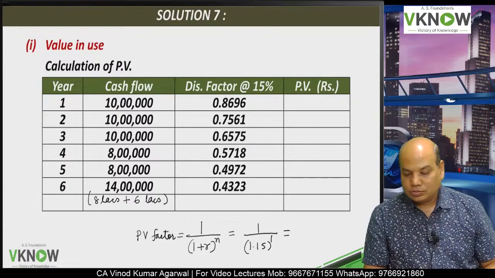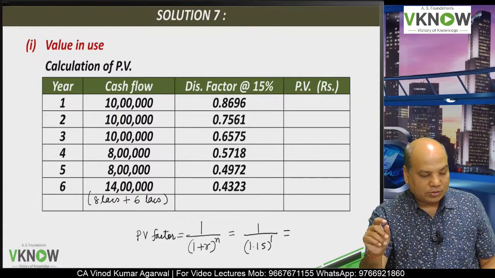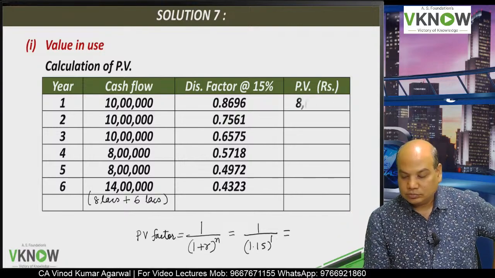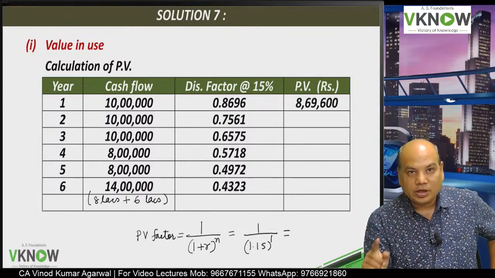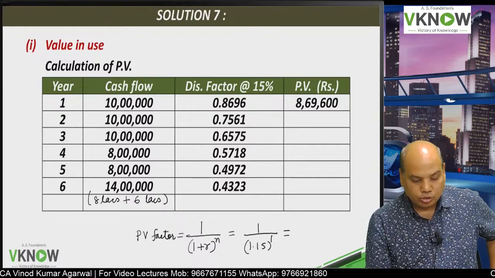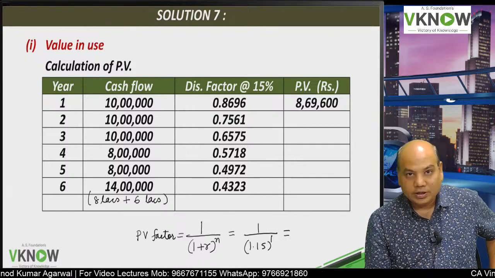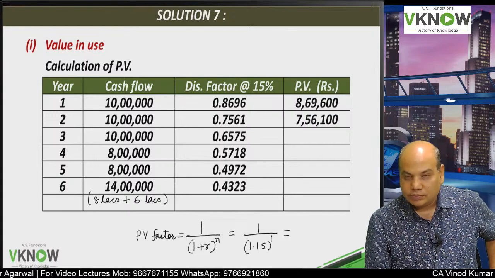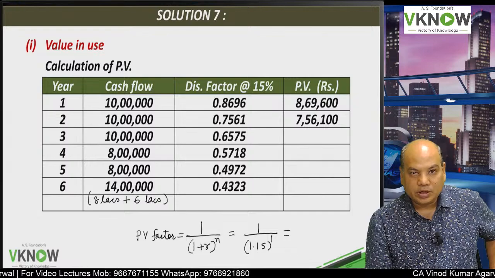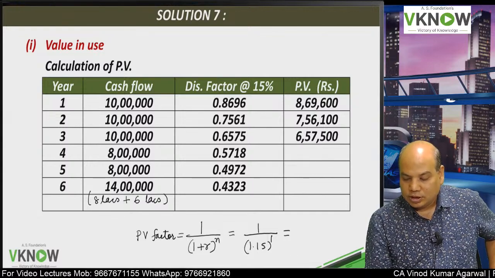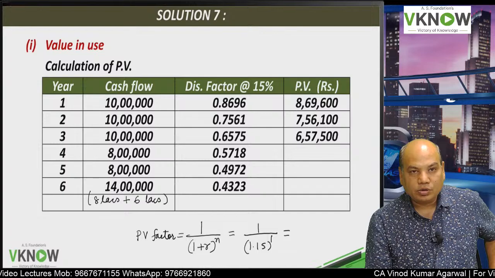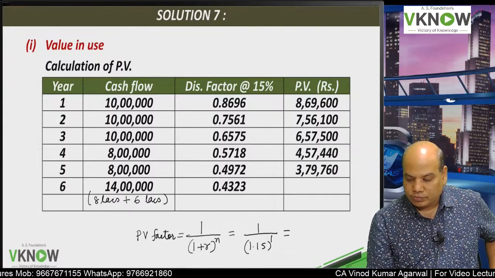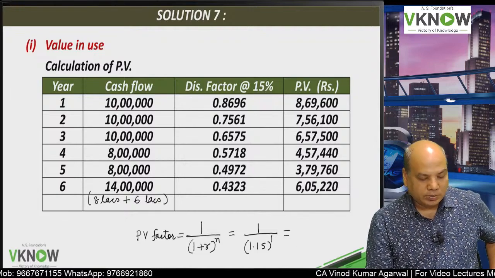Now what you need to do, you have to multiply cash flow and PV factor to get the present value. So multiply on your calculator 10 lakh into 0.8696, 869,600, memory plus. Again 10 lakh into 0.7561 equal to, memory plus, 756,100. Again 10 lakh into 0.6575 equal to, memory plus. Do it for all the remaining calculations.